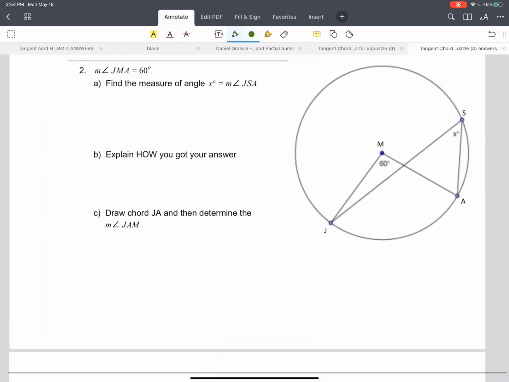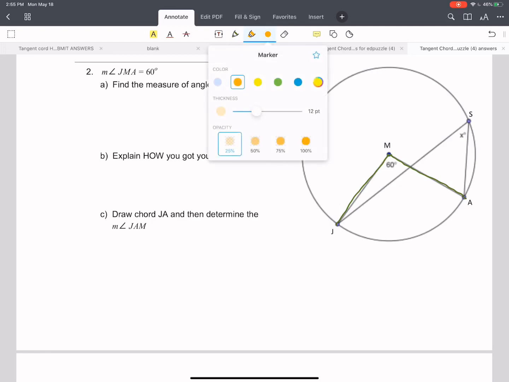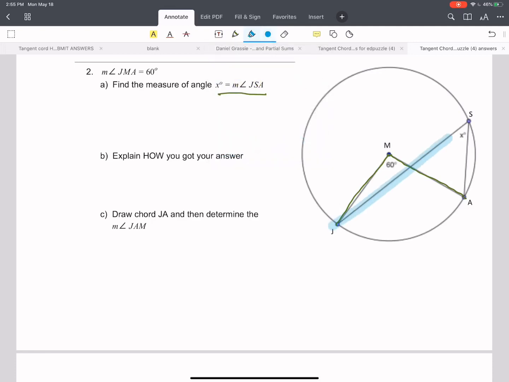Now, this reviews it a little as well. It tells you that JMA is 60, which it is right here. That's a central angle to circle M. So they are asking you to find JSA, this angle right here. So let's focus in on that. What kind of angle is that? A central angle or an inscribed angle? This one right here. That's right, that's inscribed.